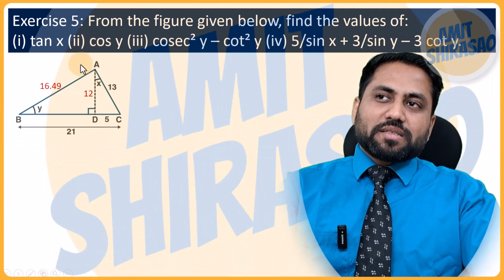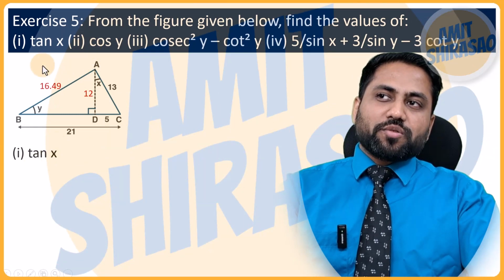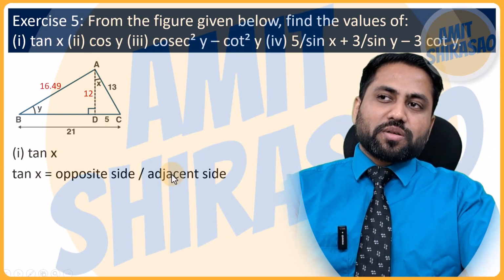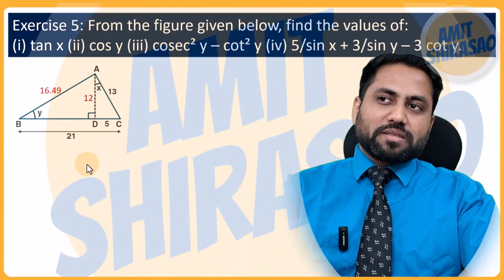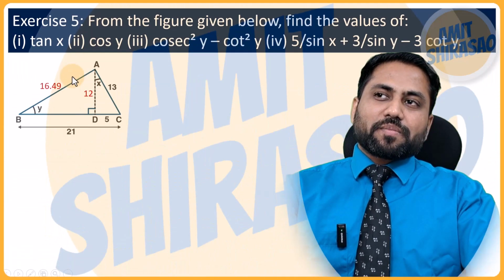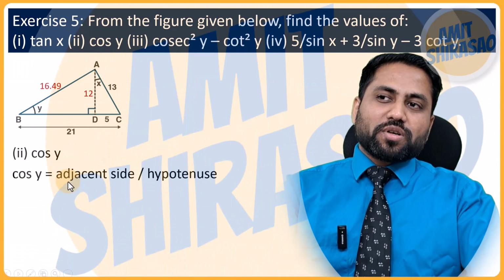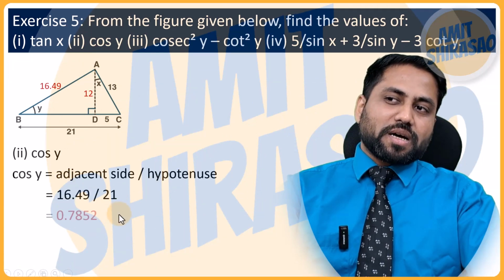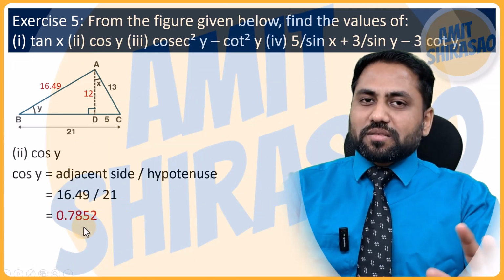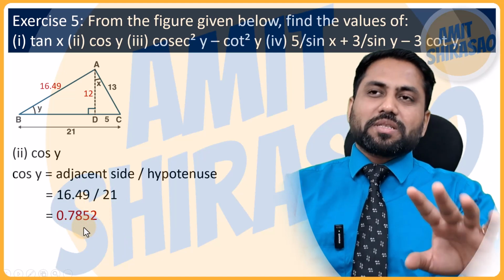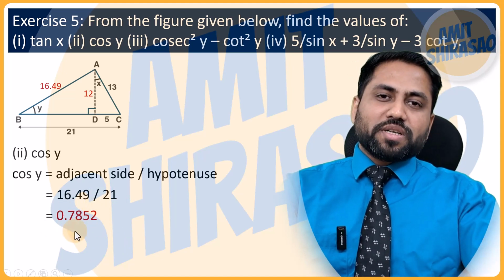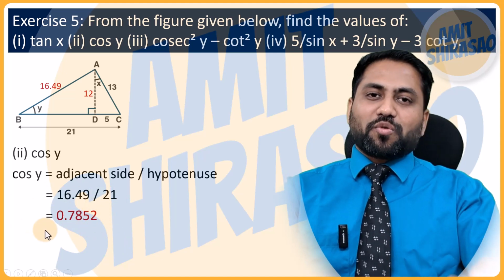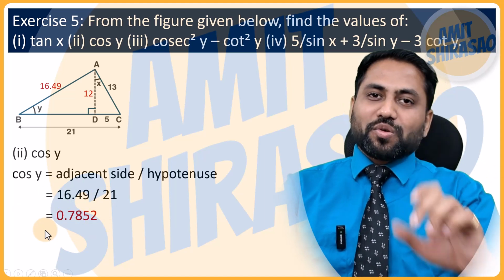Now after that, you calculate the first value. It is opposite upon adjacent. So whatever the values are, that is the answer. Then cos y. Cos y will be adjacent upon hypotenuse. So this is the answer. That's why I said the answer is not very pretty in this case. Purposely I gave non-pretty answers. So it is 0.78 something. It's not a whole number.